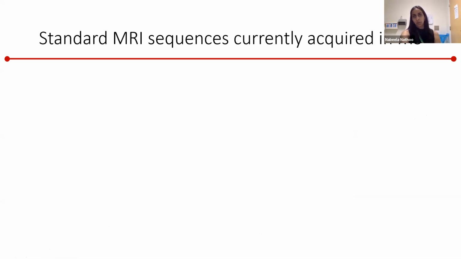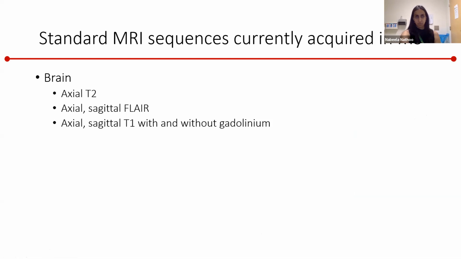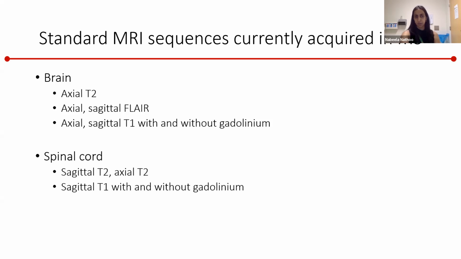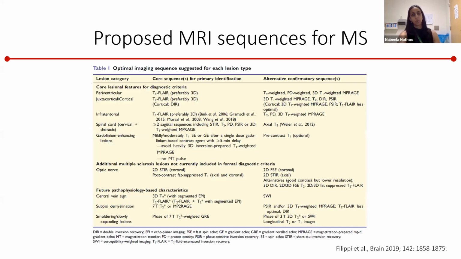So currently, when we think somebody may have MS, the standard sequences we get are T2, FLAIR, and T1 with or without gadolinium, which is why I went over what these look like before. The gadolinium is to look for signs of active breakdown of the blood-brain barrier, and for the spinal cord, we do the same thing. It's been proposed within the last little bit that we should add other types of imaging, and I'll talk about the central vein sign moving forward, but at this point, the first part is all we do.